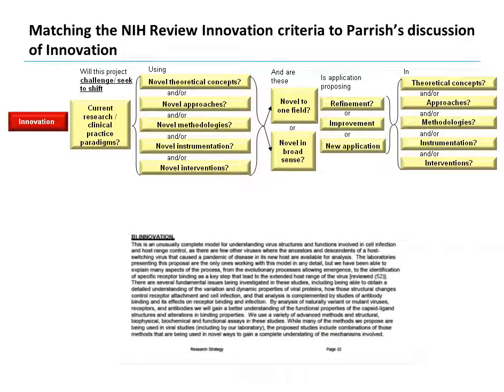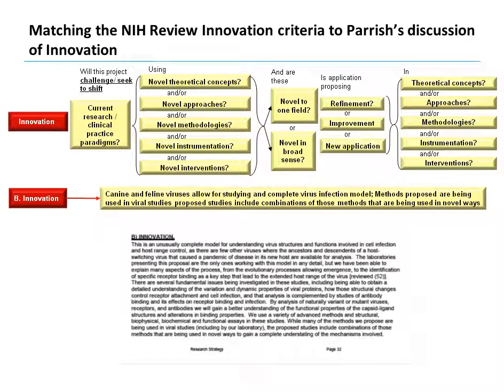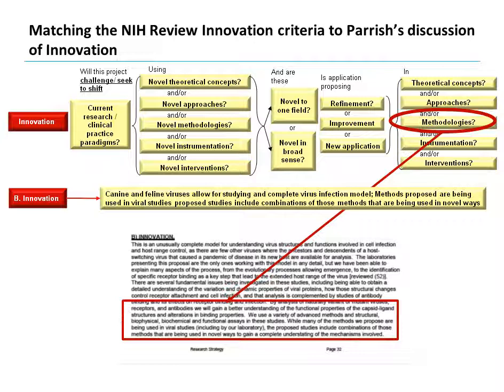Now let's match the NIH Review innovation criteria to Parrish's discussion of innovation. Here, canine and feline viruses will allow for studying complete virus infection models. Now the methods proposed are being used in viral studies. In viral studies, proposed studies include combinations of methods that are being used in novel ways. So the methods themselves aren't necessarily novel, but the combinations are. And we're focused on methodologies.